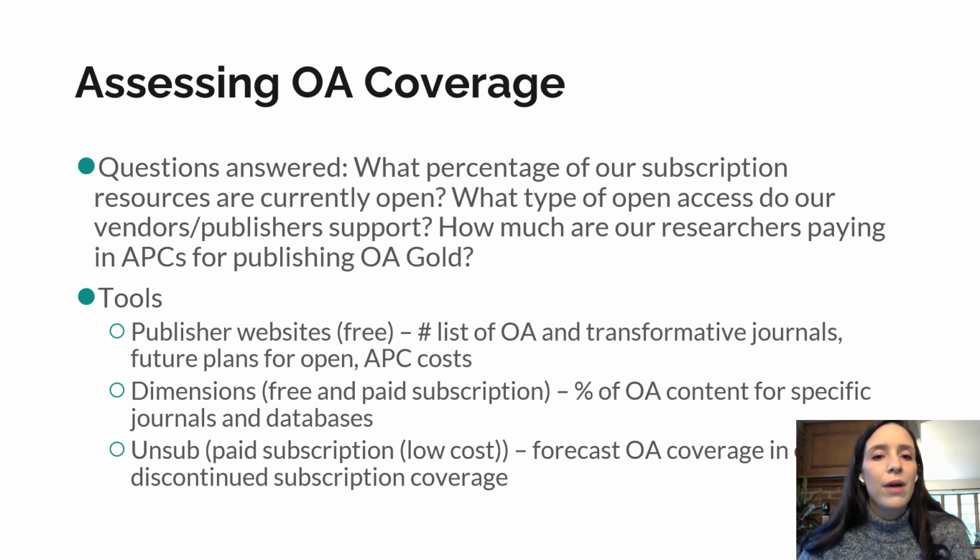And then I'm sure many of you have heard of Unsub as well. So it is a paid subscription, it's a lower cost, and what this tool can do is forecast OA coverage in the event of discontinued subscription coverage. So as we go into negotiations or talks with publishers, we can see, if we do end up disinvesting in this large subscription package, how much of our current content, and it's all based on counter usage, will be covered by open resources, which is great to know.